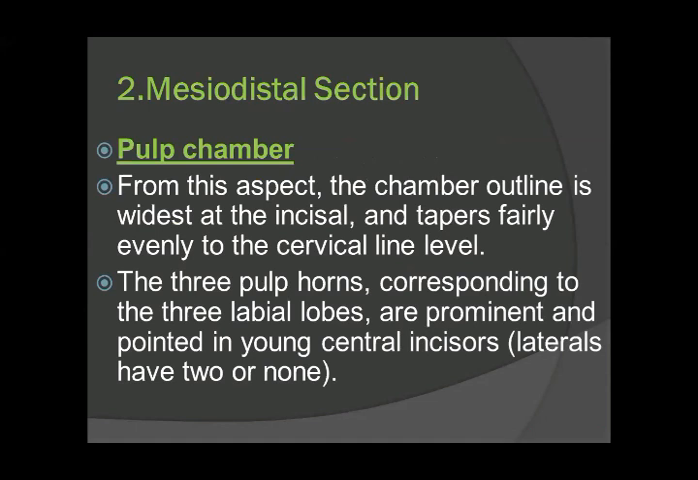Second is the mesiodistal section. Pulp chamber in mesiodistal section. From this aspect, the chamber outline is widest at the incisal and tapers fairly evenly to the apical line level. The three pulp horns corresponding to the three labial lobes are prominent and pointed in young central incisors. Laterals have two or none.